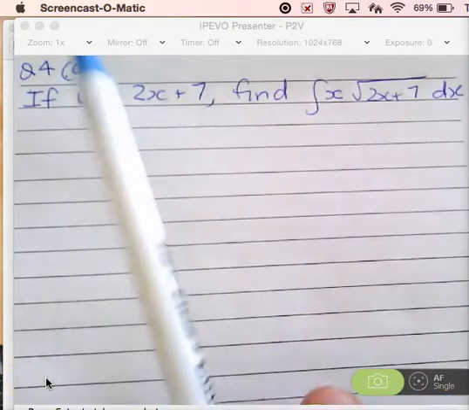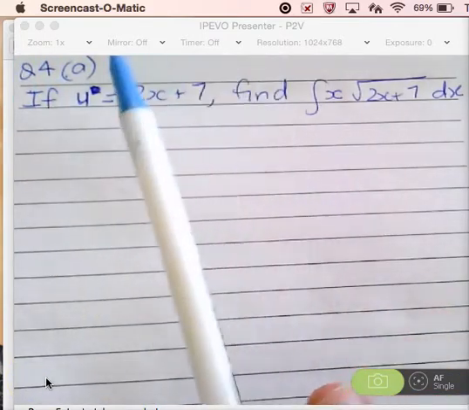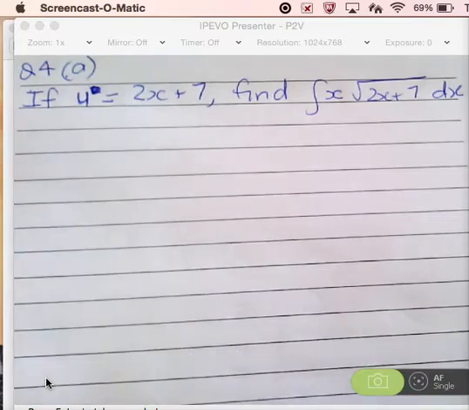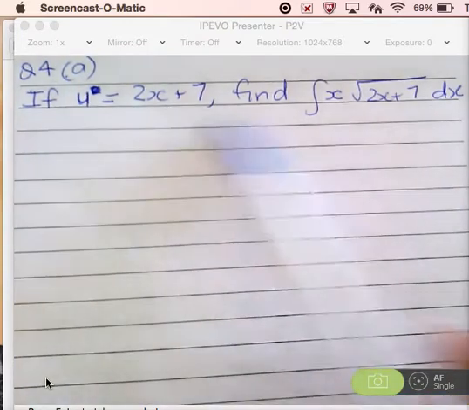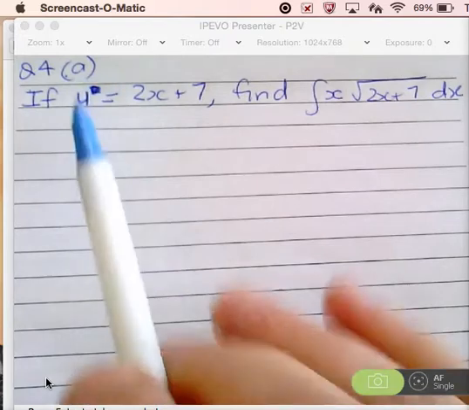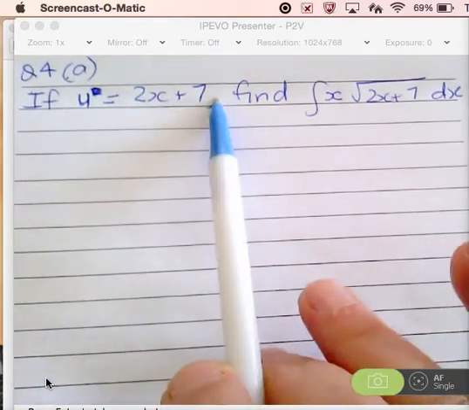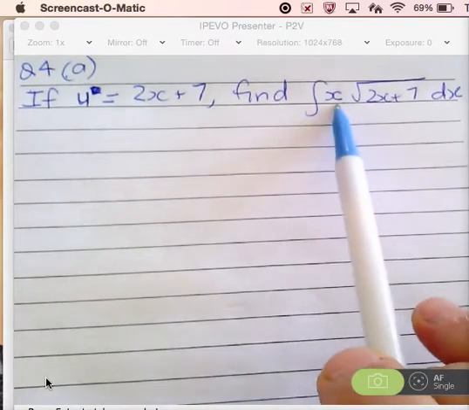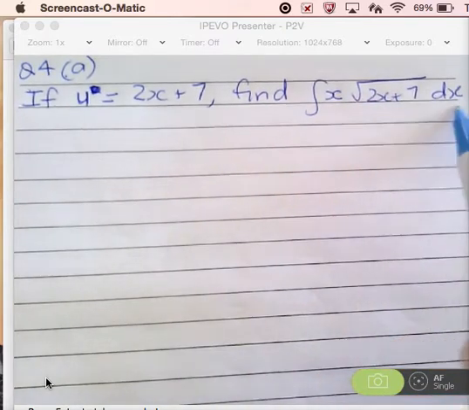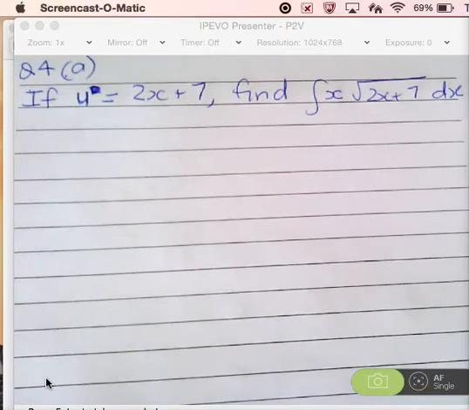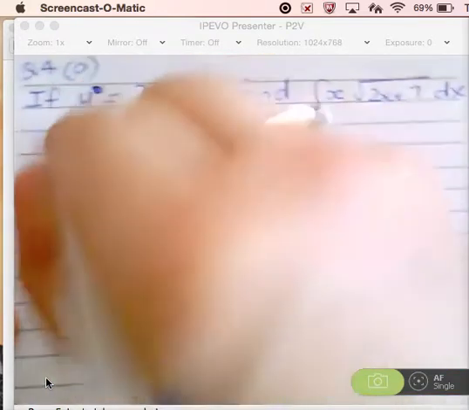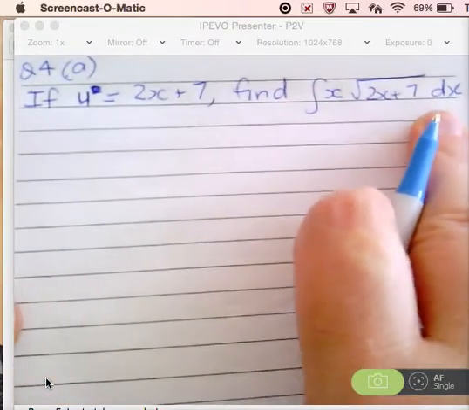In the new textbook there's only one question 4, but in the old textbook there was a question 4a and 4b, where this question was done two different ways. We're going to do it the way that's in the new textbook first. If u is 2x plus 7, find the integral of x square root of 2x plus 7 dx. Then we're also going to do the same question with a different substitution. Can you start and do this one on your own? Can you all try it now?